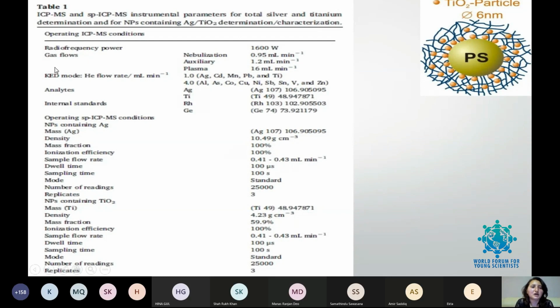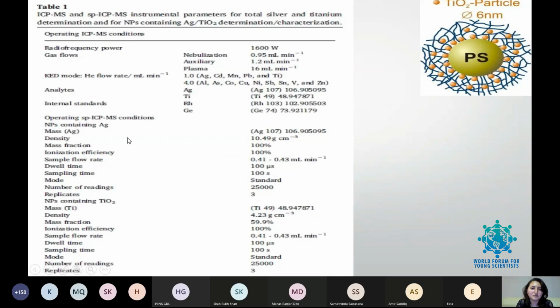So, for example, here we have the radio frequency power and gas flows. Then we have the kinetic energy discrimination mode, where for the analytes we used the internal standards, as I told, the ruthenium and the germanium. Then we analyze the silver and the titanium.